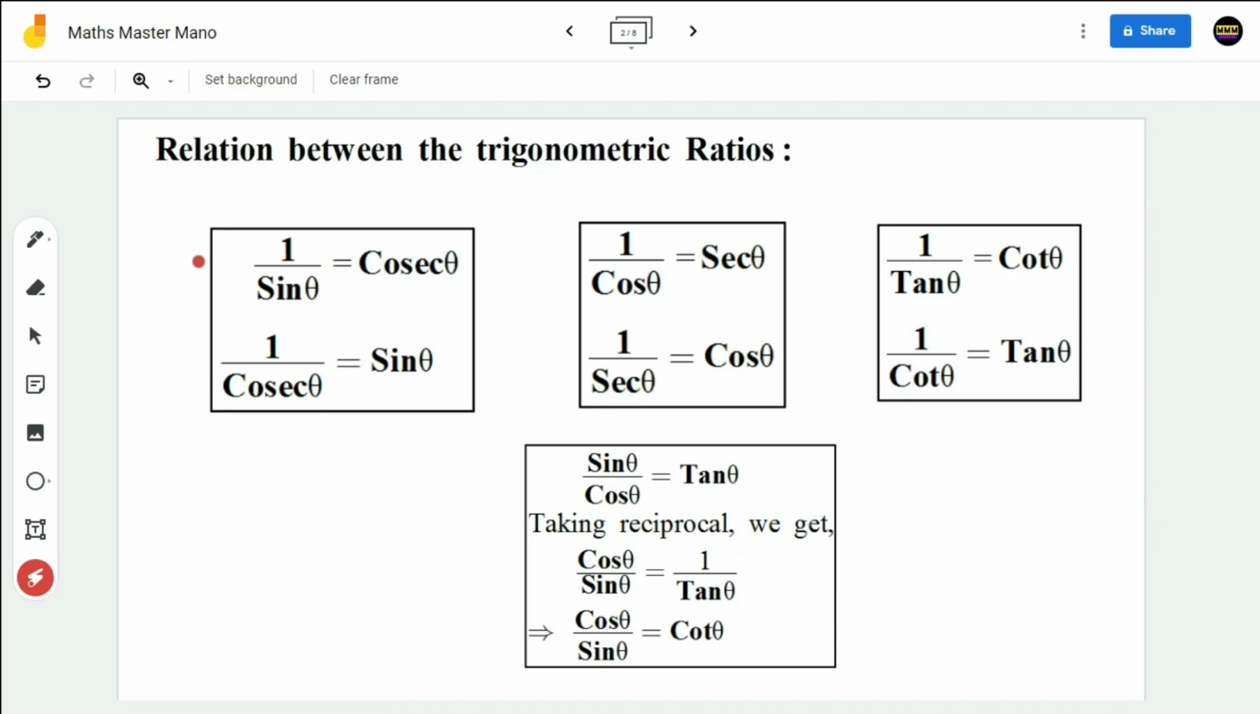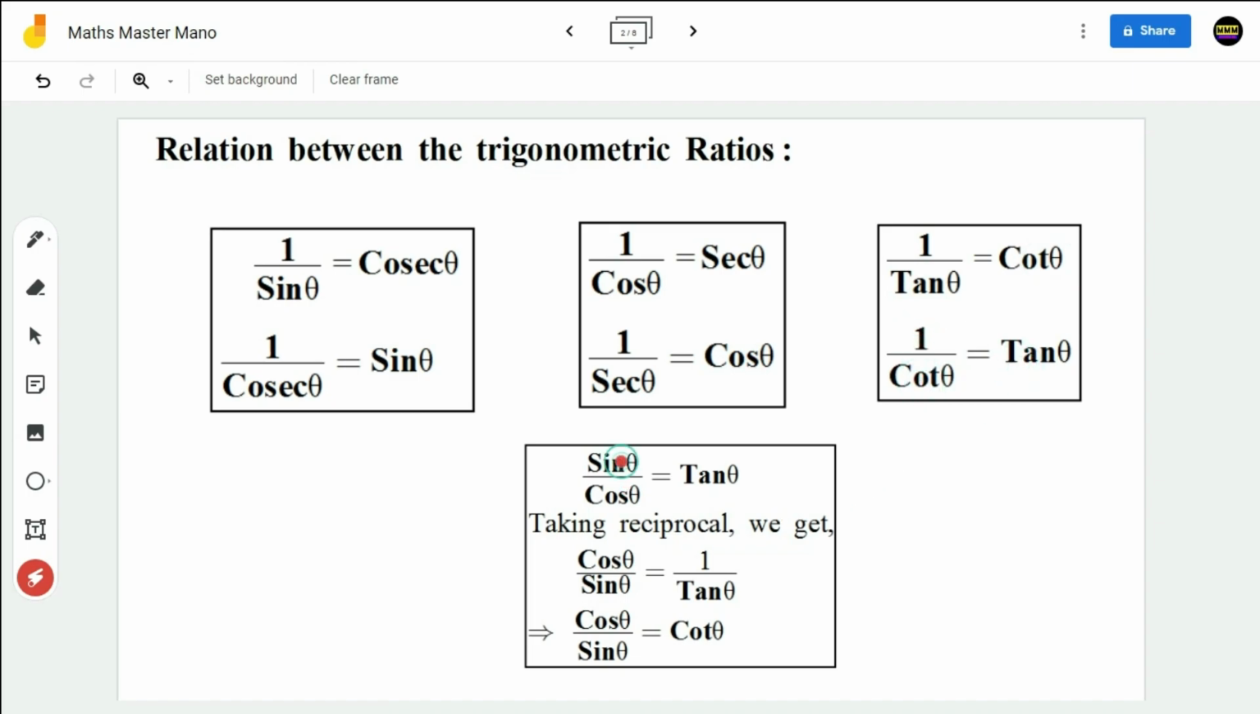Now we are going to see the relation between the trigonometric ratios. 1 by sin theta can be written as cosecant theta, 1 by cosecant theta can be written as sin theta, 1 by cos theta can be written as secant theta, 1 by secant theta can be written as cos theta, 1 by tan theta can be written as cot theta, 1 by cot theta can be written as tan theta.